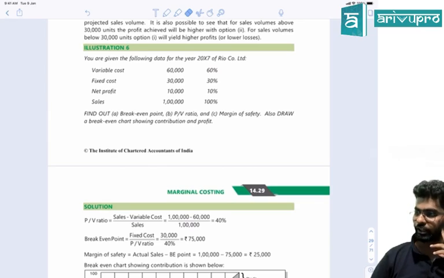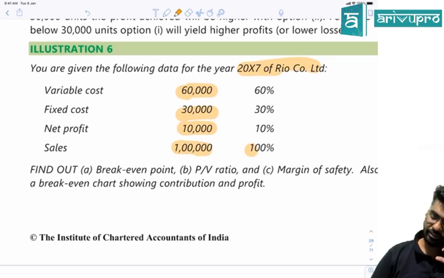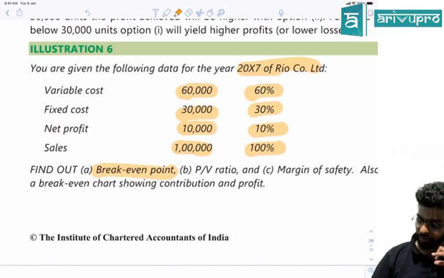Everyone, let's try looking into the question. Illustration number 6. You are given the following data of 2007: variable cost, fixed cost. Find out the break even point. Okay. Now in this case, how do I find the break even point is the question. How do I find the break even point? Can you find out the break even point?